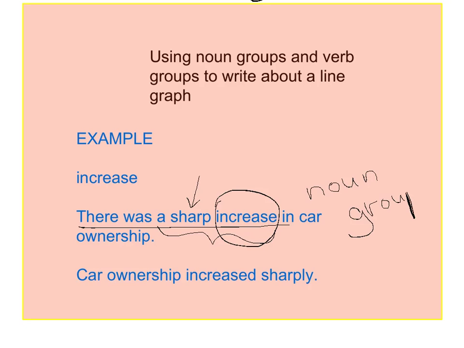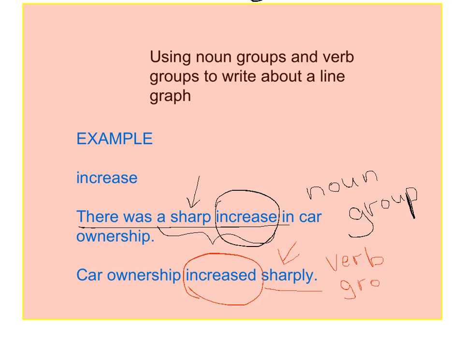If you want to write about increase as a verb, you would say car ownership increased sharply. Increased is the verb. Sharply, with ly, is the adverb. You would say that this is a verb group.